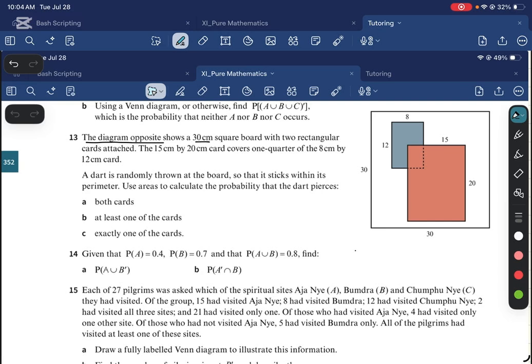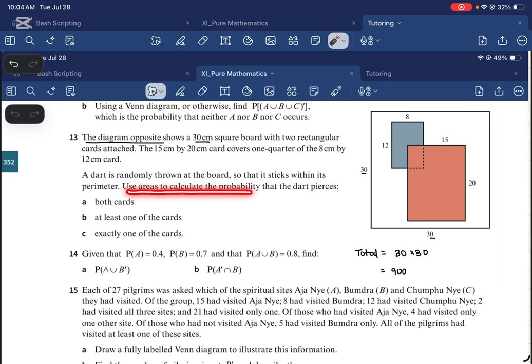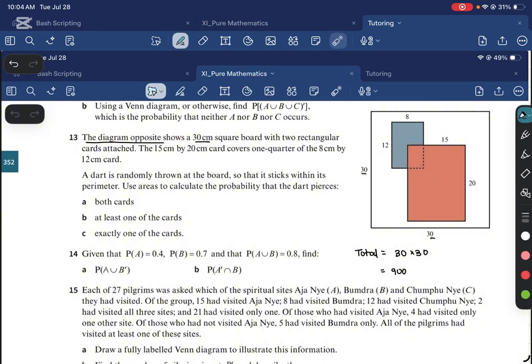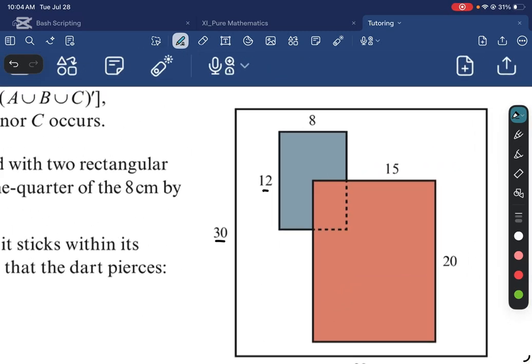Okay. So basically, the total is going to be the total area, right? So 30 times 30 is going to be 900. And we don't really care about the units because they're going to cancel out anyways. So use the areas to calculate the probability that the dart pierces both cards. And the probability is going to be, we're going to have to find this area. How do we do so? Well, let's think about it. We have 12 by 8 here. So 12 times 8 is going to be 96.